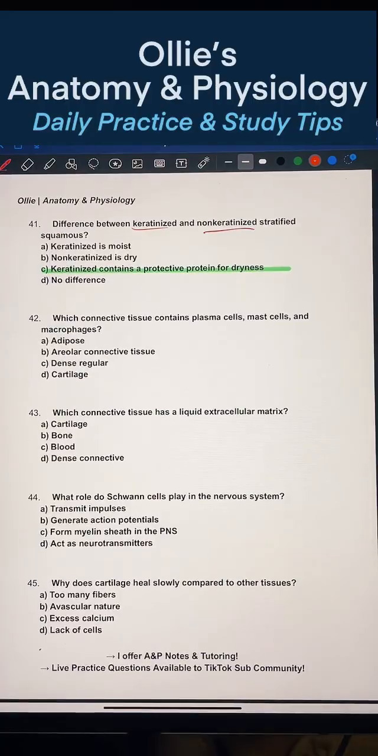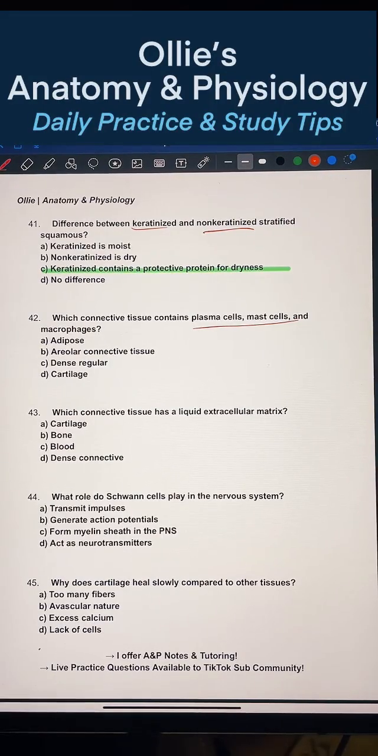Number 42, which connective tissue is going to contain plasma cells, mast cells, and macrophages? Which is that going to be? I'll give you guys a moment to answer, but kind of a hint. Where would you likely see plasma cells, mast cells, and macrophages in connective tissue?